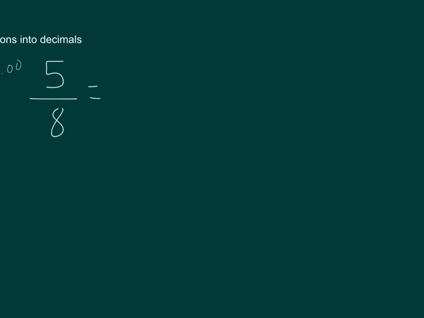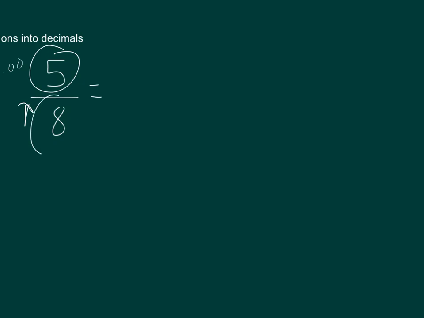Let's go to our next one, 5/8, and I want to turn 5/8 into a decimal. Same thing, I'm going to do division because my fraction bar means to divide. I can divide 5 divided by 8, so I go top goes in, bottom goes out. First thing I want to ask, how many times does 8 go into 5? Well, 8 doesn't go into 5, so that's 0 times.